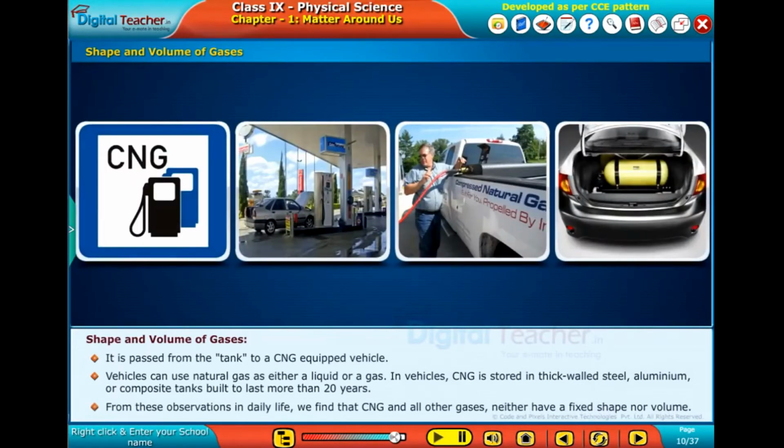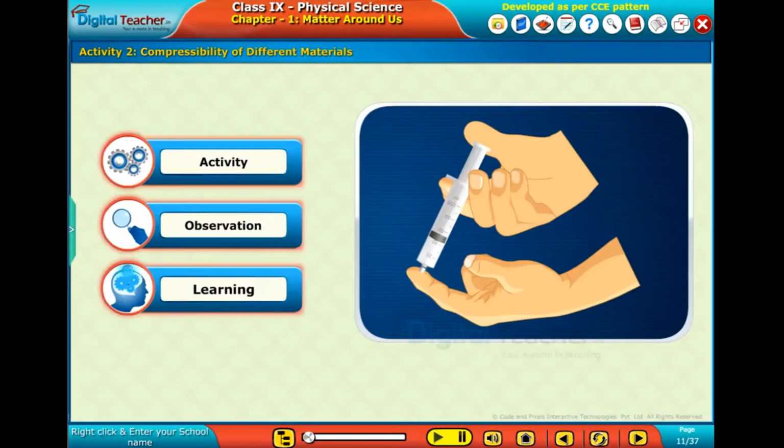From these observations in daily life, we find that CNG and all other gases neither have a fixed shape nor volume.